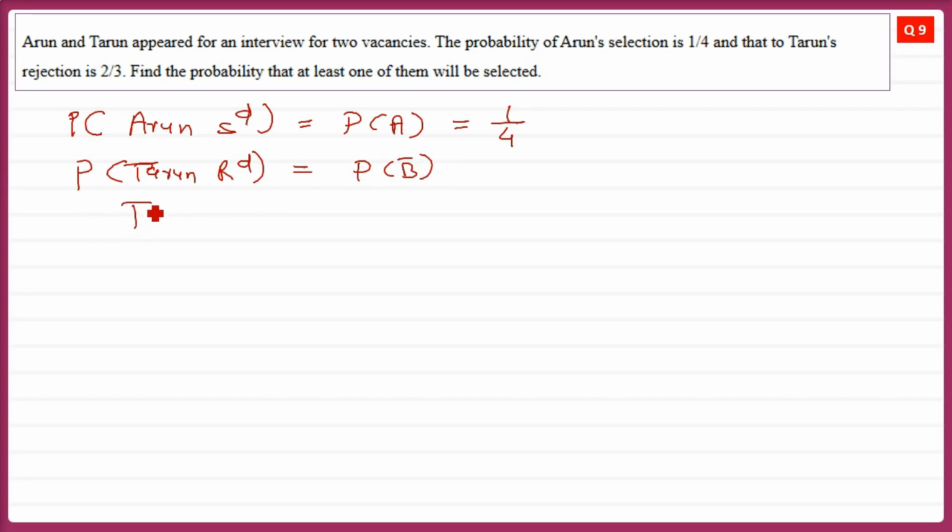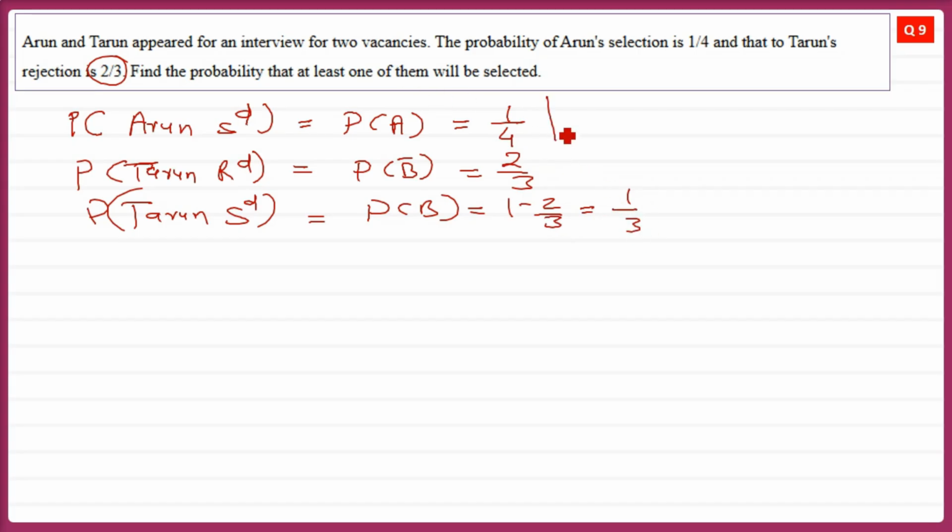See, positive things we take as A, the against thing we take as bar or complement. So P of Tarun selected is P(B). The selection plus rejection of one person will add up to 1. So this will be 1 minus 2/3. This is 1/3. Rejection of A will not be used in this question, but the probability of Arun being rejected can be computed like this, if at all it has to be used: 1 minus 1/4, that is going to be 3/4.